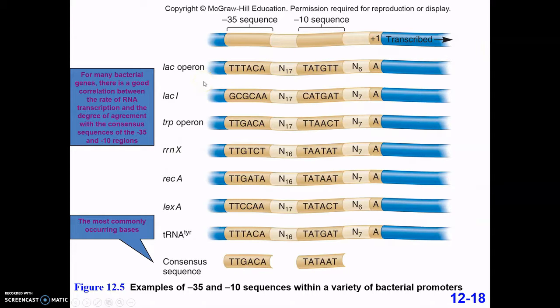Here is an example of many different sequences from all within E. coli, different gene loci. And you can see here that the sequences are not exact. Some of them are very divergent. You can also see that the spacing between them are somewhat variable. So here we have 17 nucleotides in between. Here we have 16 nucleotides in between. Over here we can see 6 or 7.